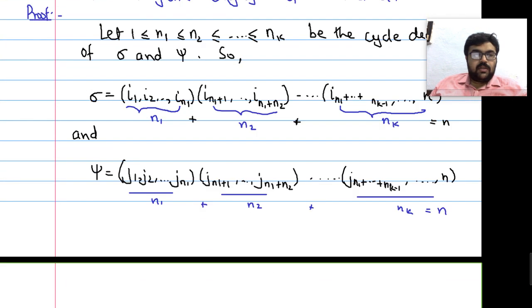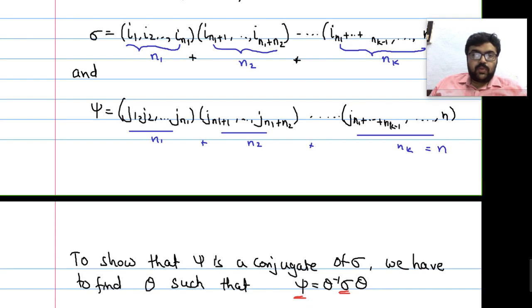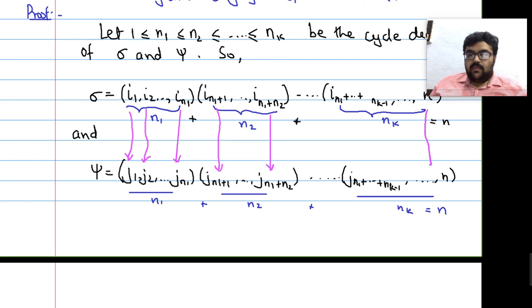What is theta? Theta of it equals jt. So i1 goes to j1, i2 goes to j2, and so on. In1 goes to jn1, then in1 plus 1 goes to the next one. So like this, we map all of this.